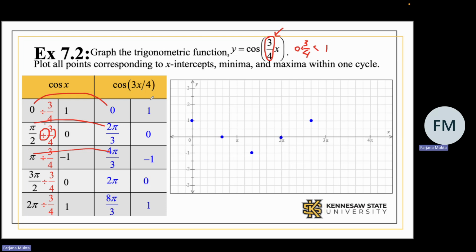Now notice that previously for the parent function, cosine x, our one full cycle was from 0 to 2 pi, which is now getting stretched. The one full cycle is becoming from 0 to 8 pi over 3, right? Okay, so that's our graph, and the graph is continuous in both directions.